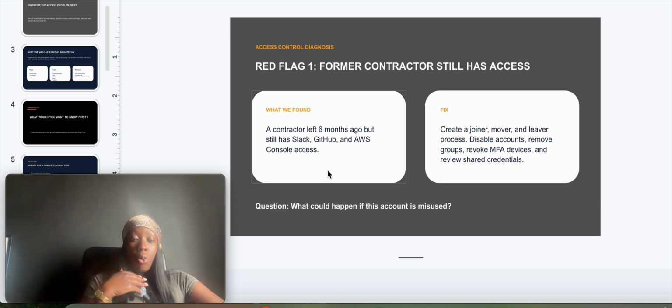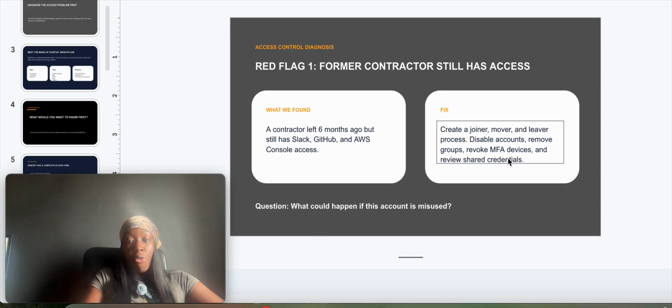Next, you need to disable accounts and remove groups, and then revoke MFA devices. So you need to go through all your systems and revoke them one by one. That's where having a list of systems that each individual has, or based on their role, each individual has, and making sure that as they leave, you open a ticket and individually tick off each thing that needs to be revoked. And then review shared credentials. Let's say they're using shared credentials as in the previous example. That means you need to change the password to make sure that, especially in a SaaS environment, if they have access to the URL, their credentials will not work if they try to log in again.